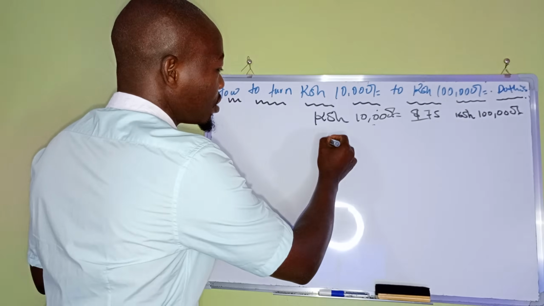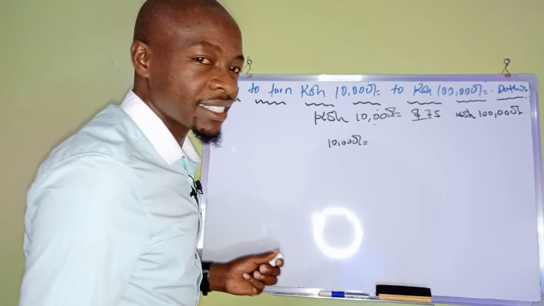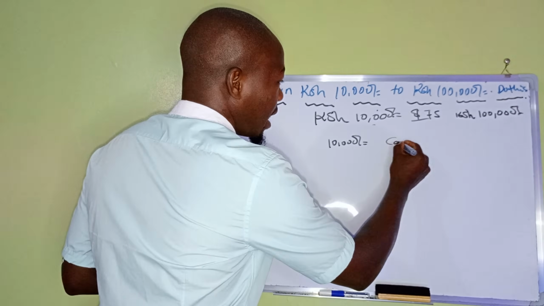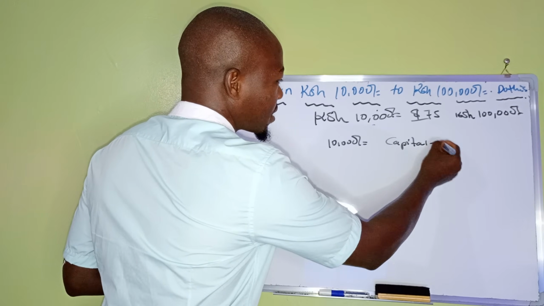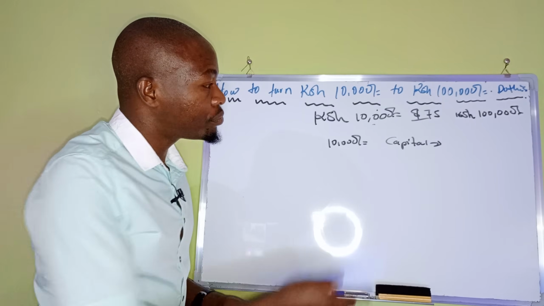Say this is your 10,000 Kenyan shillings you have here. This we now call it no longer a saving. Now it's called a capital. Why is it a capital? It's a capital in the sense that you were intending to invest it, or start a business, should I say. Set up a business.